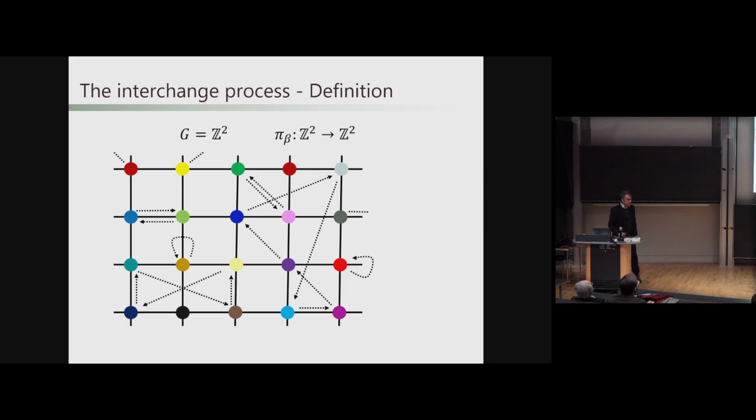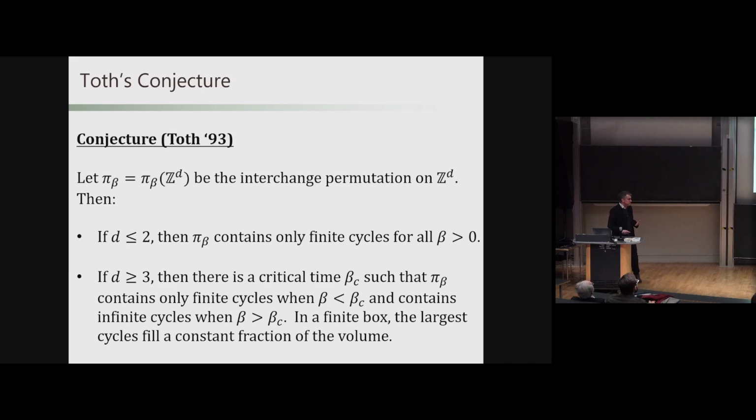I think it was first studied in the context of models like exclusion processes, but the context through which I was interested in it comes from a conjecture of Bálint Tóth, who is here today, and so the conjecture is that on the lattice it depends on what dimension you're in. So in dimensions 1 and 2, all of the cycles you see will always be finite. But in dimension 3 and higher, there's a phase transition. So for small values of beta, you again only see finite cycles. But after the critical value, you almost surely see infinite cycles. This is the infinite volume version of the conjecture.